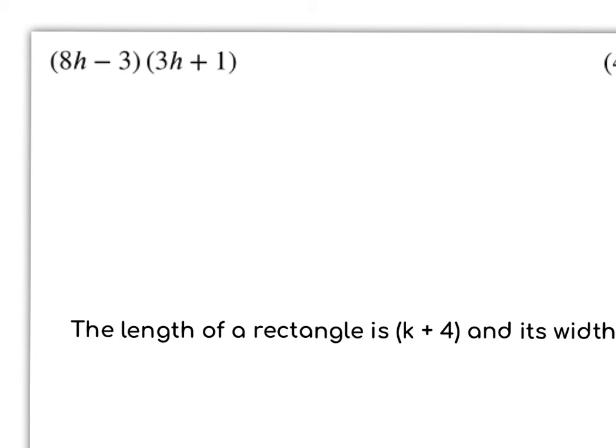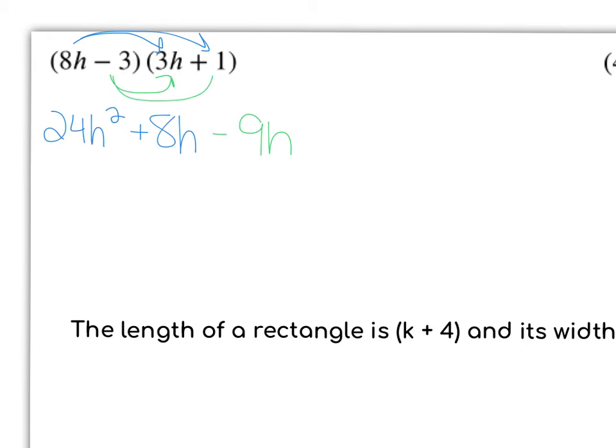Here are 2 more. You can pause the video and try them by yourself and see if you understand, or you can work them along with me. So I'm going to distribute this 8h. So 8h times 3h is 24h squared. 8h times 1 is just 8h. Then I'm going to distribute the negative 3. Negative 3 times 3h is negative 9h, and negative 3 times 1 is negative 3.